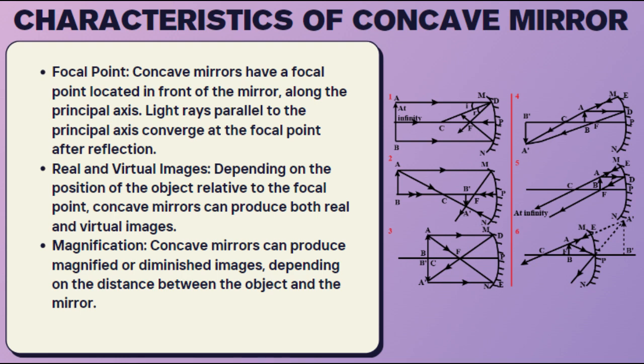Magnification. Concave mirrors can magnify images when the object is placed beyond the focal point. The magnification factor depends on the distance between the object and the mirror, as well as the mirror's focal length. Inversion. Real images formed by concave mirrors are inverted, meaning they appear upside down relative to the object. Virtual images, on the other hand, are always upright.